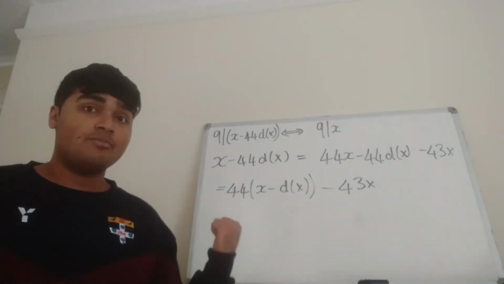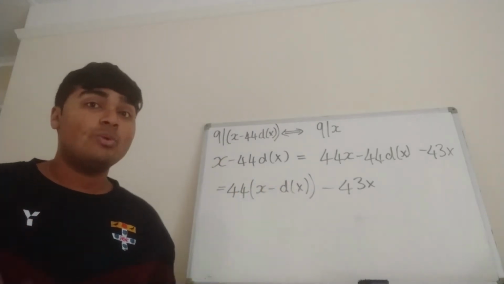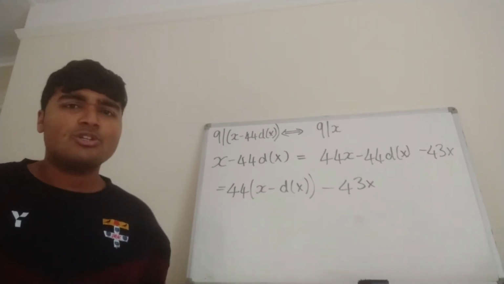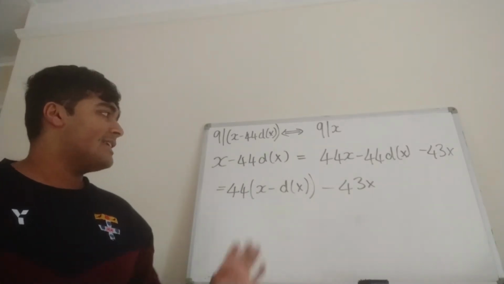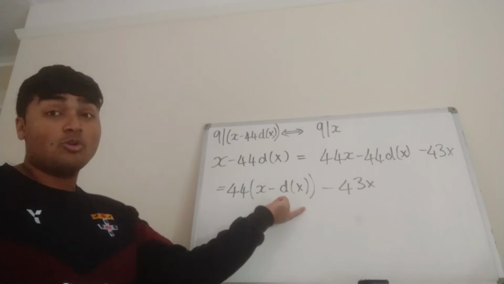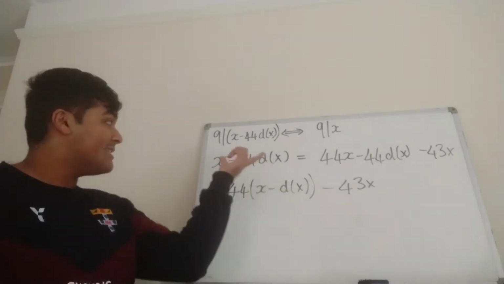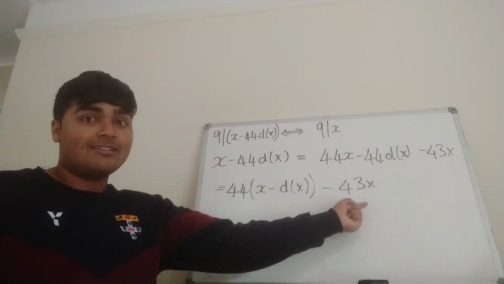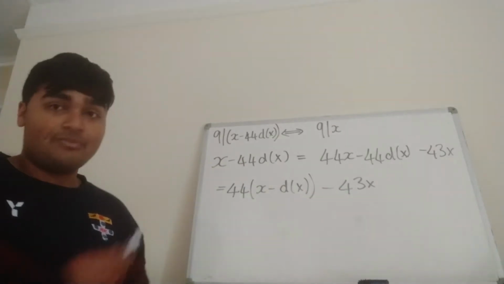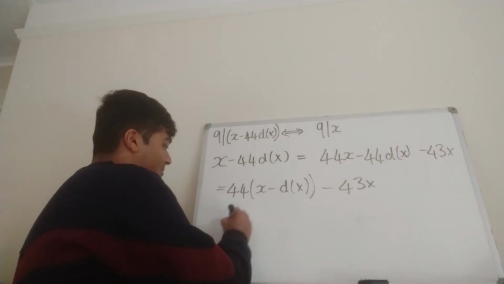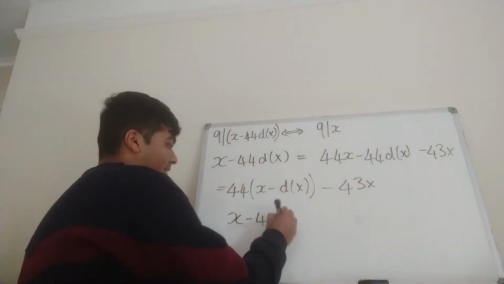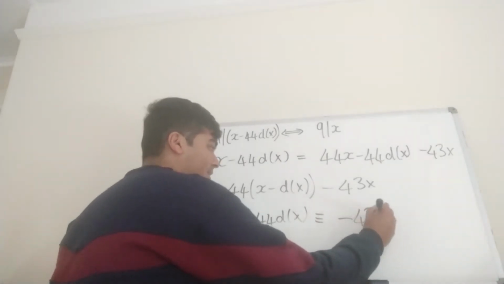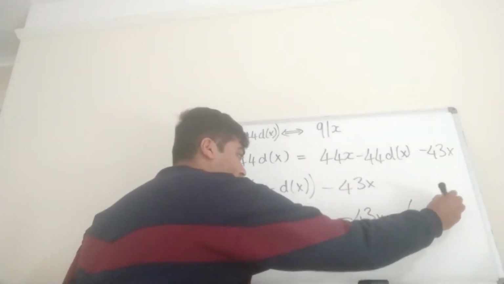We're going to use the result from part 1 that x minus d of x is always a multiple of 9, and look at both sides mod 9. If you don't know what modular arithmetic is, don't worry too much. But essentially what we're going to do is notice that this guy here is always a multiple of 9. And hence for this to be a multiple of 9, that's going to clearly be true if and only if this guy here is a multiple of 9. So essentially if we look at this mod 9, we get that x minus 44 d of x is therefore congruent to minus 43x mod 9.